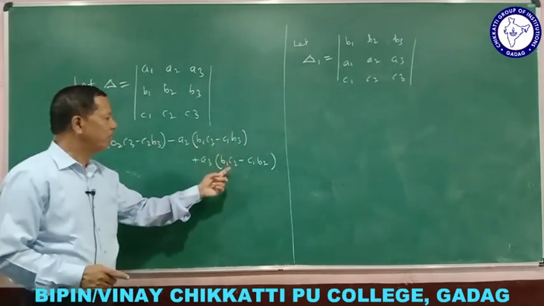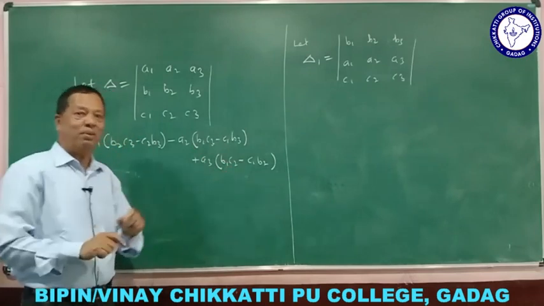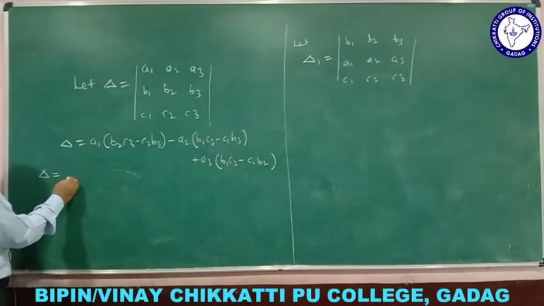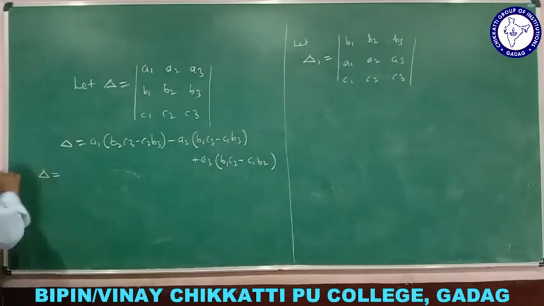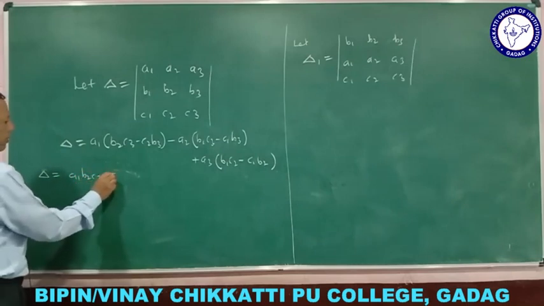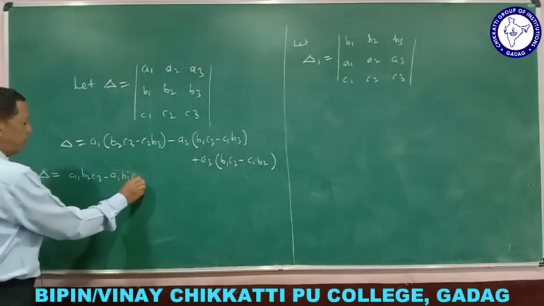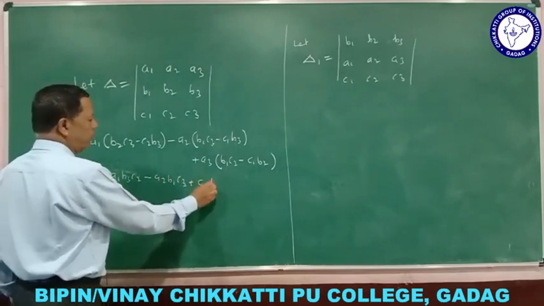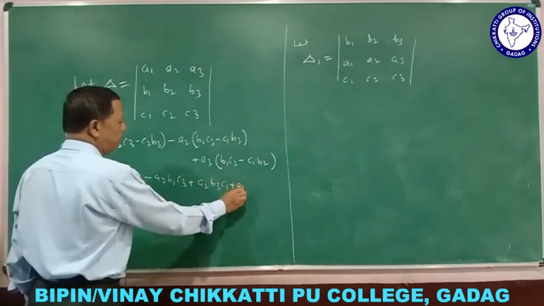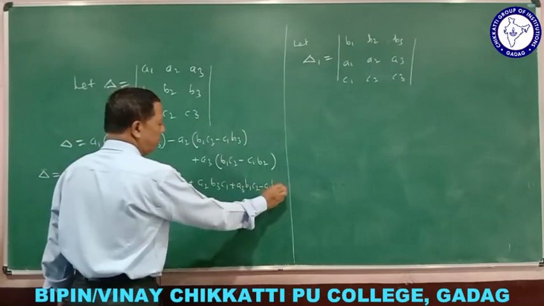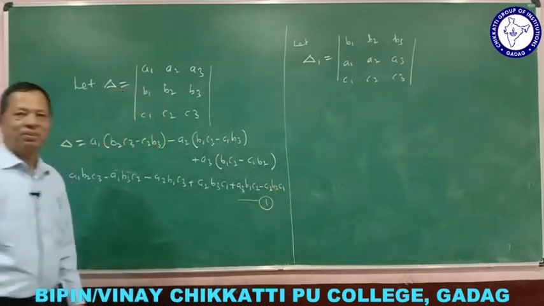Here 2, 3, 2, 3; here 1, 3, 1, 3; 1, 2, 1, 2. See, the numbers are the same, only the alphabetic order changes. Even in the examination, there is no question of confusing here. In this fashion, we have to do this. Delta equals, in alphabetic order, A1 B2 C3, minus A1 B3 C2, minus A2 B1 C3, plus A2 B3 C1, plus A3 B1 C2, minus A3 B2 C1. Correct or not?